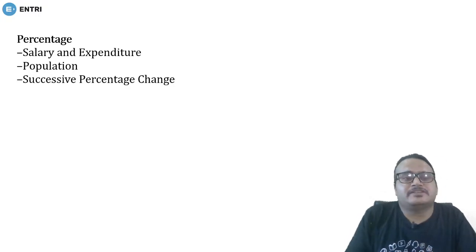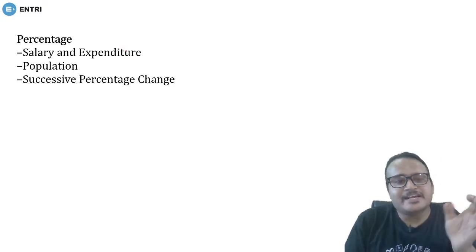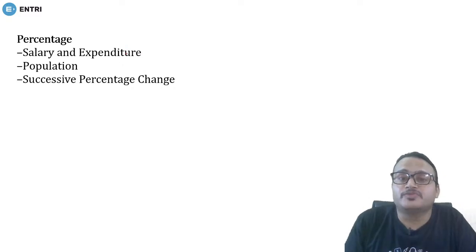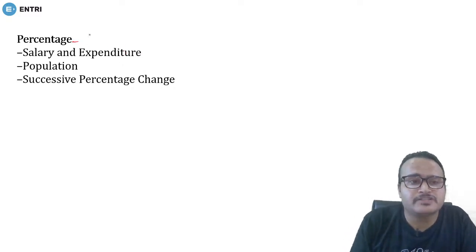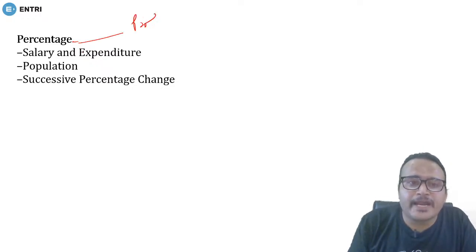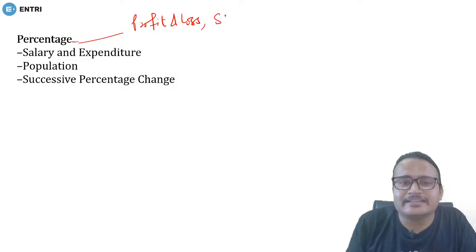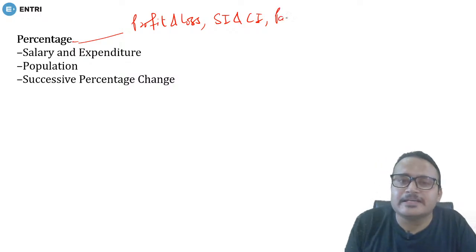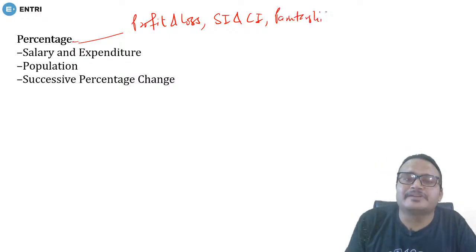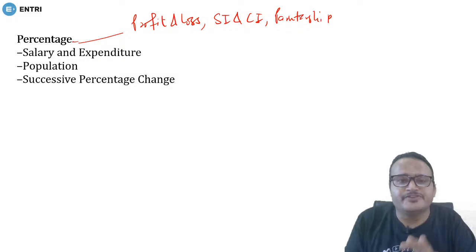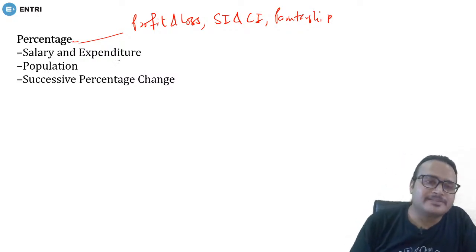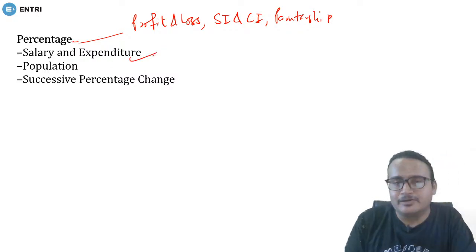Okay, so this is the next important topic. Same as ratio and proportion, percentage also becomes a very important topic, guys, because simple problems, profit and loss are also based on percentage, SI and CI are also based on percentage, and up to a certain extent partnership is also based on percentage, plus ratio and proportion. So guys, from percentage, salary and expenditure related questions are there.